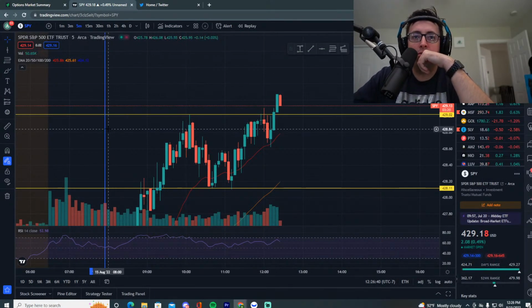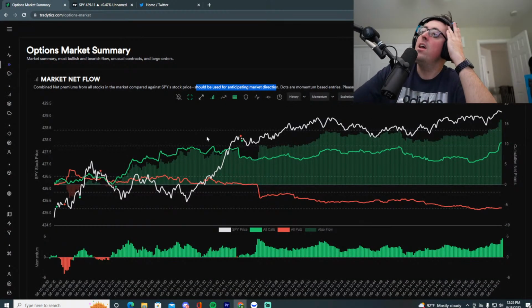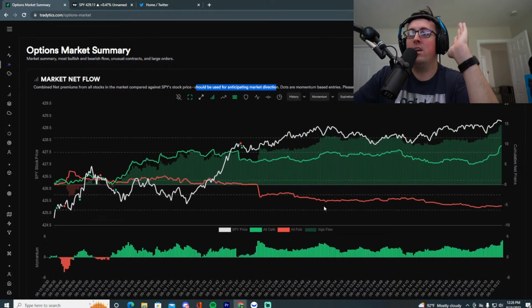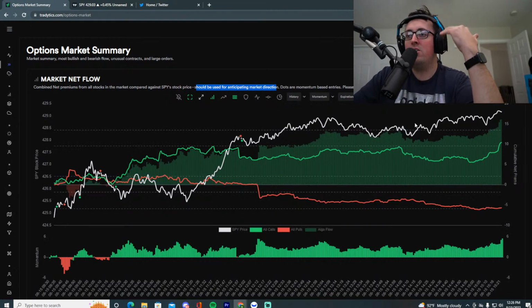So the red line shows a very low flow on puts. Yep, exactly correct. And it can go opposite. The red line can be above the green, and it could be a bearish day. But it just helps traders like me understand where the direction of the market's going to go, and helps you have a better bias, I guess you could say.